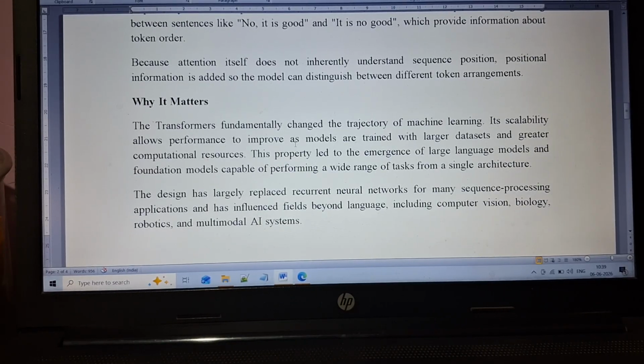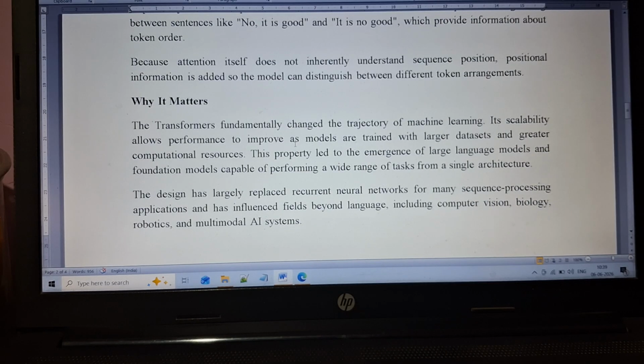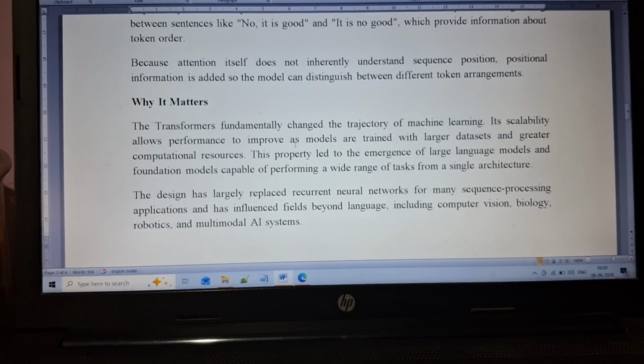arrangements. Why does it matter? Transformers fundamentally changed the trajectory of machine learning. Not completely, but 80 to 90% changed the dynamics of machine learning. Its scalability allows performance to improve as models are trained with larger datasets and greater computational resources. This property led to the emergence of large language models (LLMs) and foundation models capable of performing a wide range of tasks from a single architecture. A single architecture can perform a number of tasks with the help of transformers.